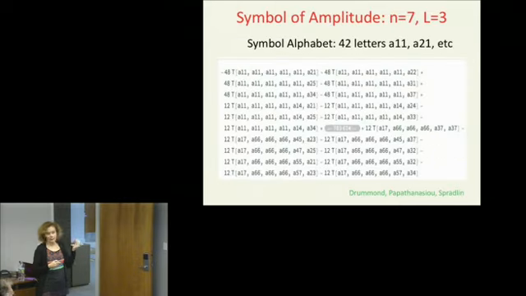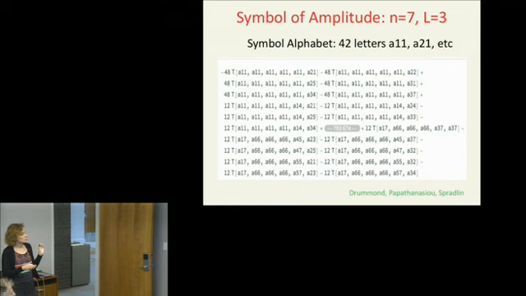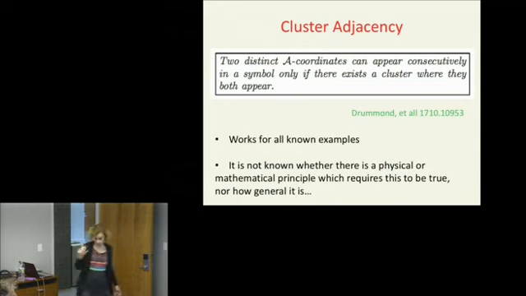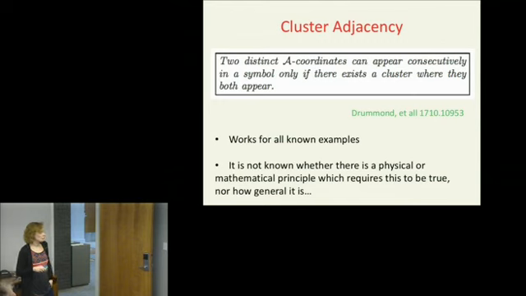So we want to fine-tune this statement now. They observed that 2 coordinates appear next to each other in the symbol only if there exists a cluster where they both appear. This worked for some examples up to 7 points, everything known, but it's not known whether this is a physical or mathematical principle which requires this to be true, or how general it is.